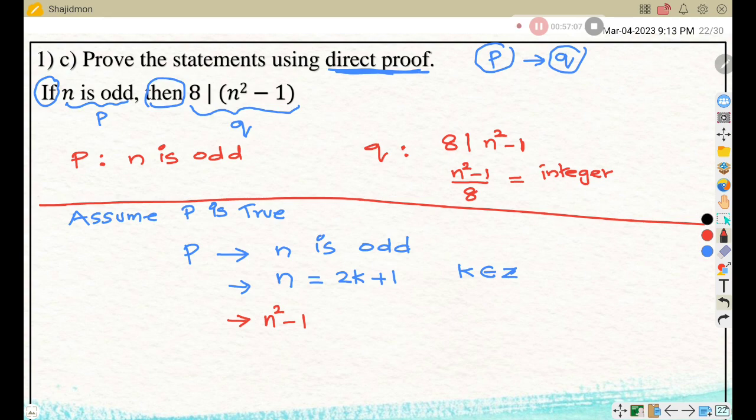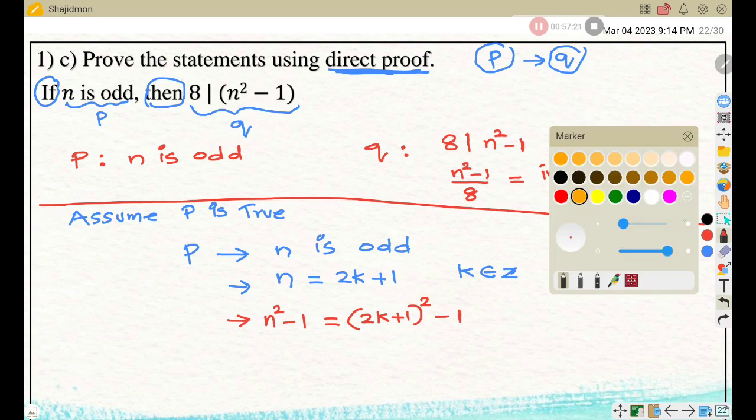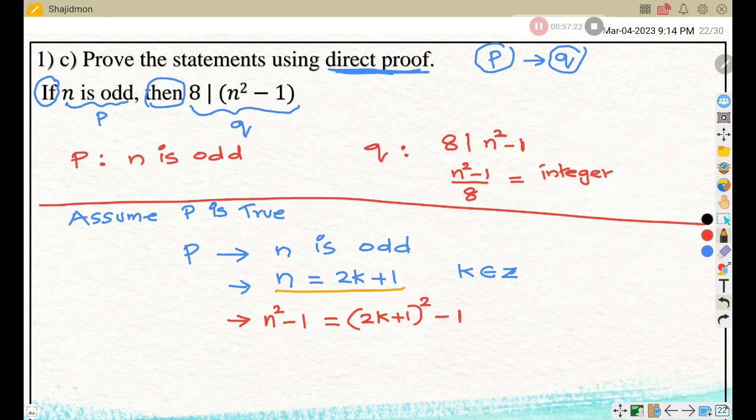Is it correct or not? So start with n square minus 1. What is n square minus 1? What is the value of n? 2k plus 1. So (2k plus 1) power 2 minus 1. Instead of n, just write 2k plus 1, correct? We have here that n equals 2k plus 1. Just apply here instead of n, (2k plus 1) whole power 2 minus 1.